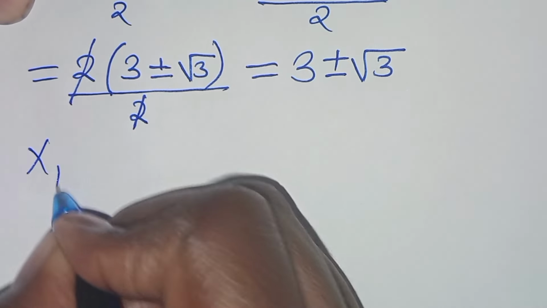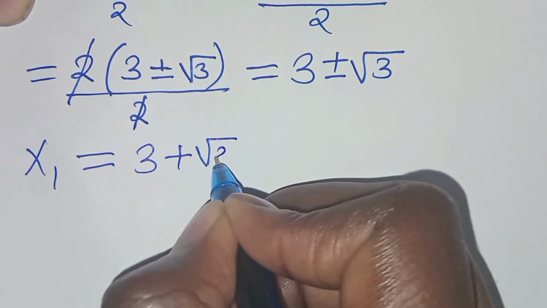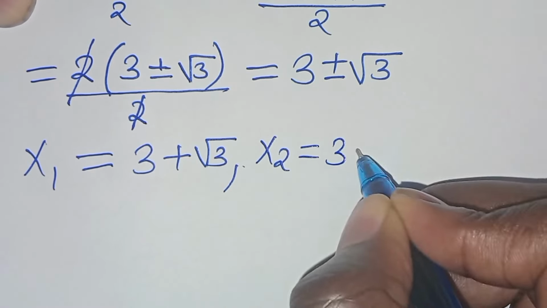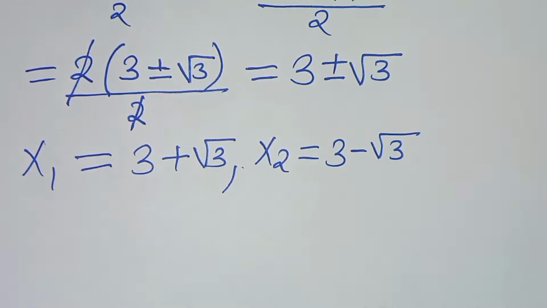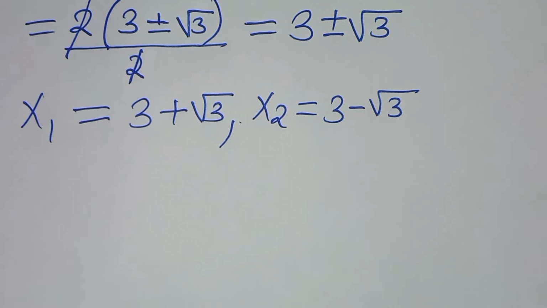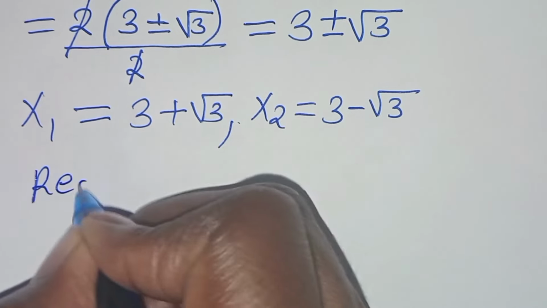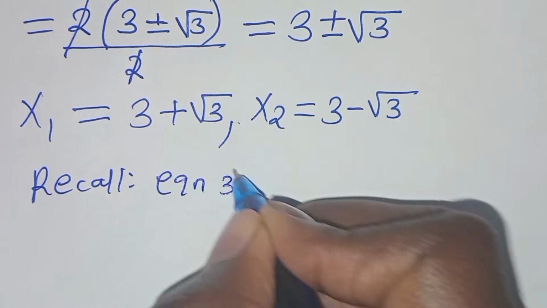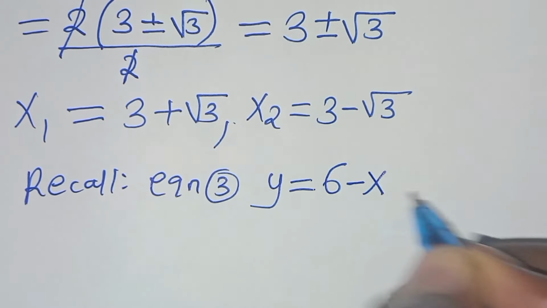So we have two values of x here. We have that x1 is equal to 3 plus square root of 3, and x2 is equal to 3 minus square root of 3. Let's solve for the corresponding values of y from here. So if you recall, we have equation 3, which is y is equal to 6 minus x.